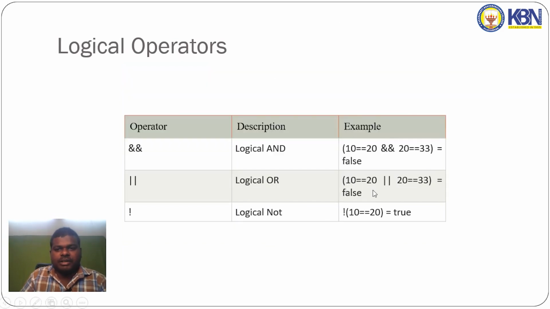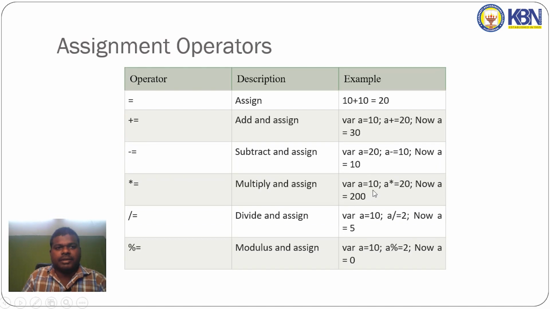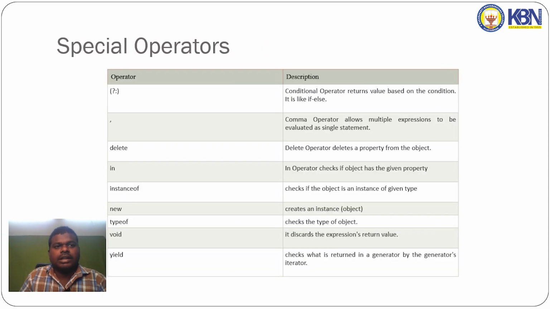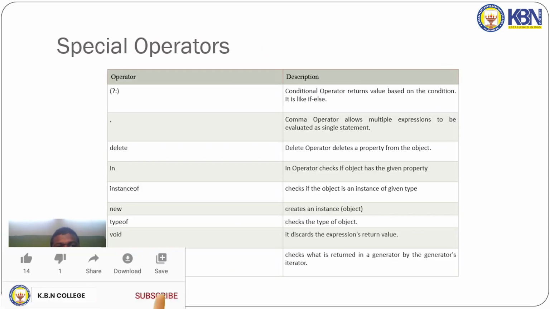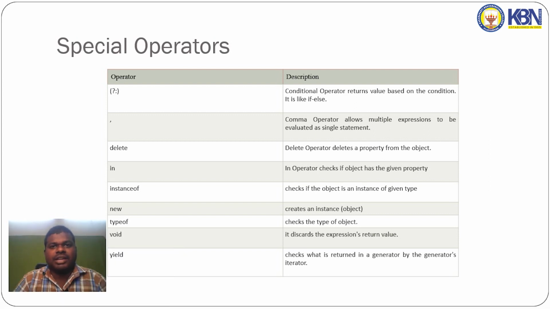Okay, nice. Now logical operator. The logical operator and bitwise both work in the same manner. Assignment is used to assign a value to a variable. Next, special operators. These are very rarely used operators. These 2, the question mark and the colon, are used to denote a single line if else statement. Most probably we won't use that statement.